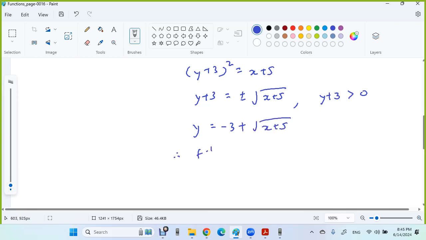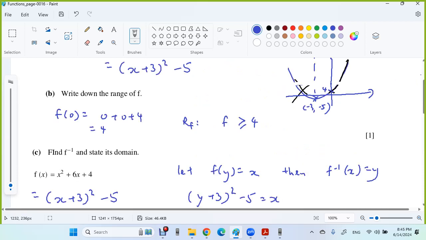So the f inverse of x will be negative 3 plus the square root of x plus 5. Okay, so this will be the answer. And then the domain, so we must know that the domain of f inverse will be the same as the range of f. So the domain of f inverse will be x greater than or equal to 4. So this will be the domain.